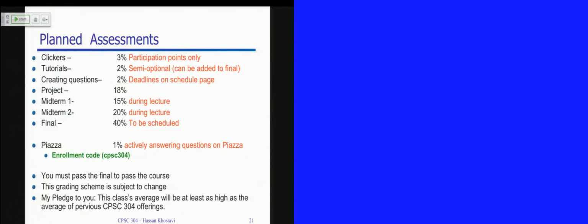And my pledge to you, given that this is my first time teaching this course: if I mess up, you guys should not be screwed. Okay? So my pledge to you, this class's average will be at least as high as the average of previous CPSC 304 offerings. And if you're curious to know what that is, that's currently 71%. So the average for this class is going to be at least 71%. Any questions?